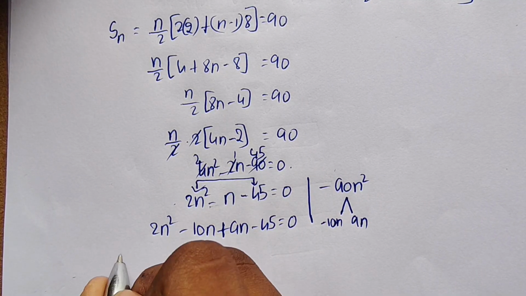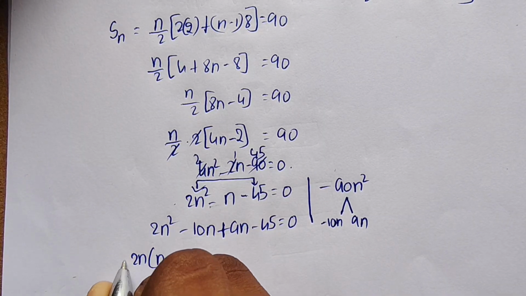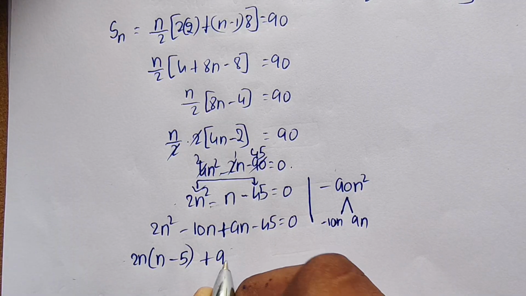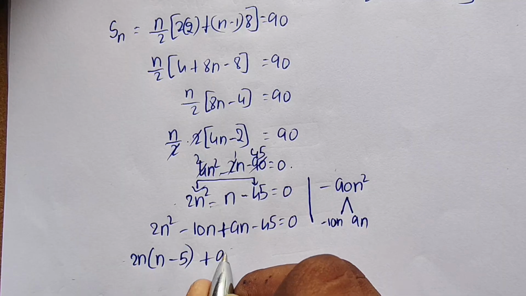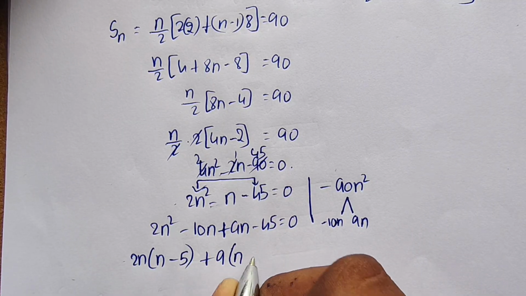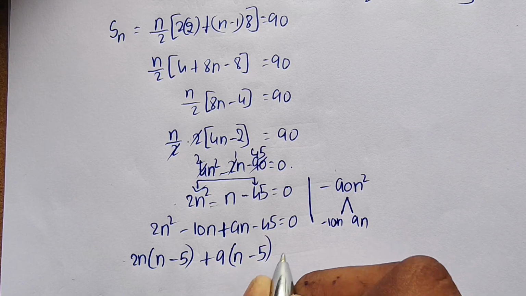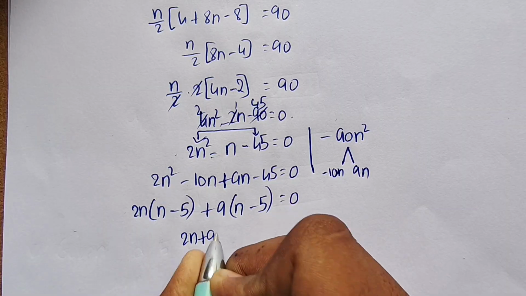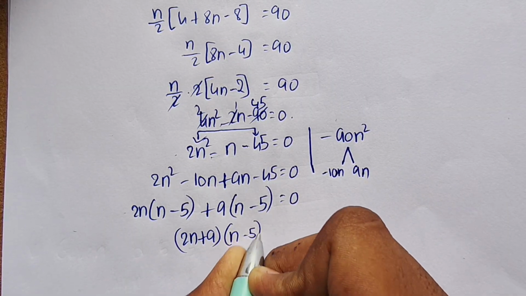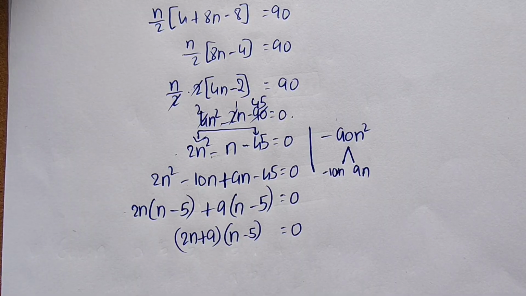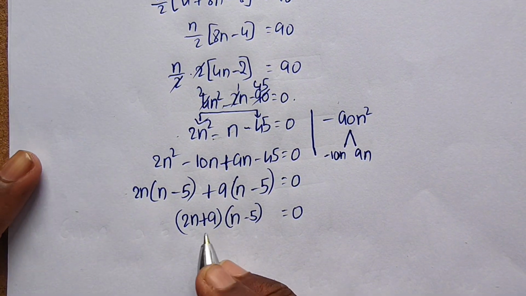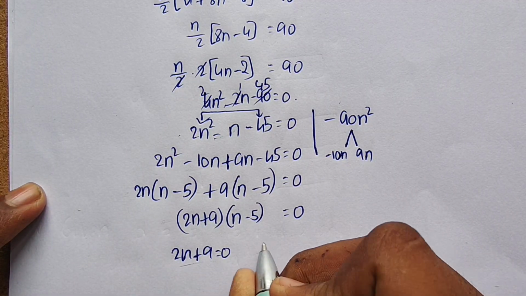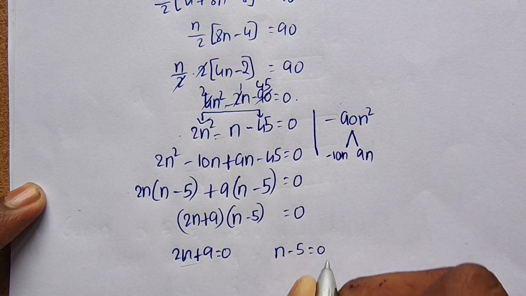In 2n square minus 10n, I am taking common 2n: 2n into (n minus 5). In 9n minus 45, I am taking common 9: 9 into (n minus 5). So equals 0. So here (2n plus 9) into (n minus 5) equals 0. Understand? So I am taking 2n plus 9 equals 0, this is one of the roots, and n minus 5 equals 0, this is the other root.